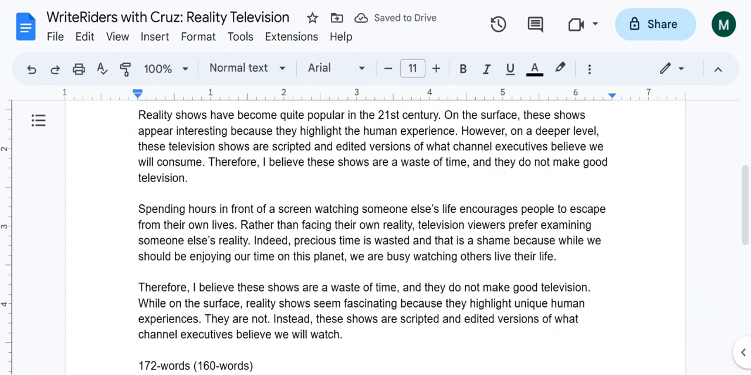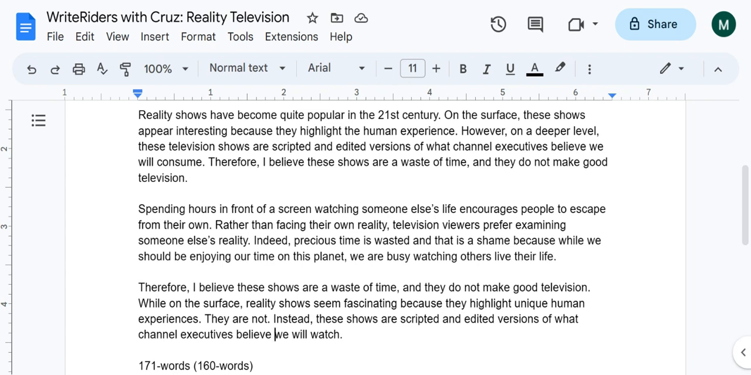So now I'm going to leave my introduction alone, and instead I'm going to focus on my body paragraph. Spending hours in front of a screen watching someone else's life encourages people to escape their own. And I'm going to take out lives there. So right now I'm down to 171, and I'll shrink that a little bit. Now I'm just at 11 words here.